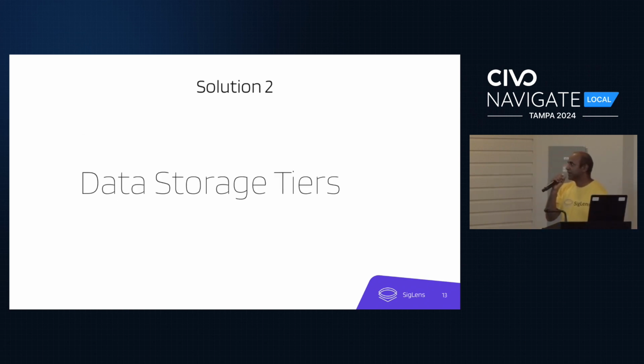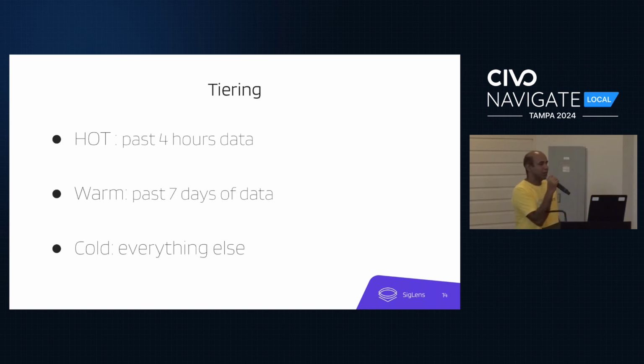Solution 2 is tiering, or data storage tiers, right? What tiering does is separate out the data that is coming into your backends into various tiers. First is the hot tier, where you store the past 1 hour, 2 hours, up to 4 hours of data. Second is the warm tier, where you store the past 7 days of data, which is not that used. And then a really cold tier, where everything else goes, which is not queried 99% of the time.